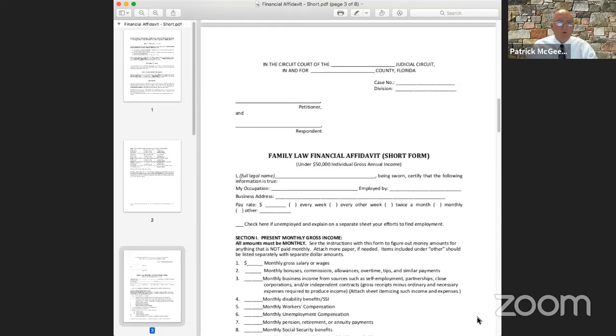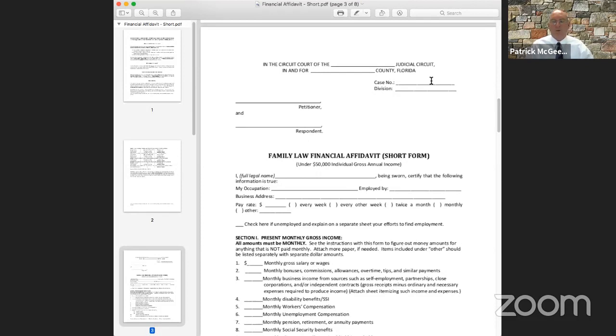And you'll want to come over here and you're going to fill out the top. In the circuit court of whatever circuit you're in. If you're in Miami, you're in the 11th Judicial Circuit, and the "in and for" would be Miami-Dade County, Florida. Put wherever you're at, Orange County, Palm Beach County, Broward County, Osceola County, whatever it is. Case number is your case number for the divorce filing that you have filed or you're going to file. If you have not filed it yet, you will not have a case number.